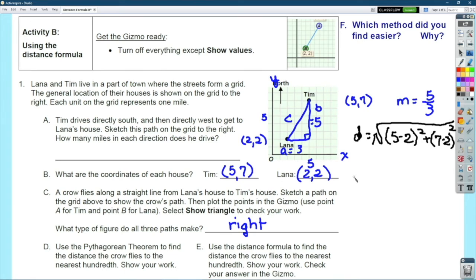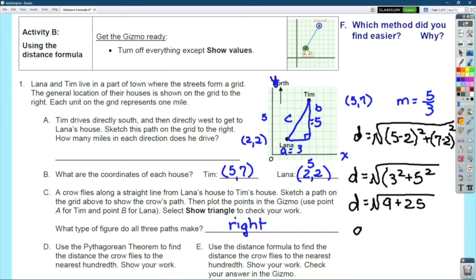5 minus 2 is 3. So D equals the square root of 3 squared plus 7 minus 2 is 5, 5 squared. Looks familiar, doesn't it? And then we're going to do D equals the square root of 9 plus 25. So D equals the square root of 34. And again, I can't simplify that any further. I can get an approximation in the calculator.